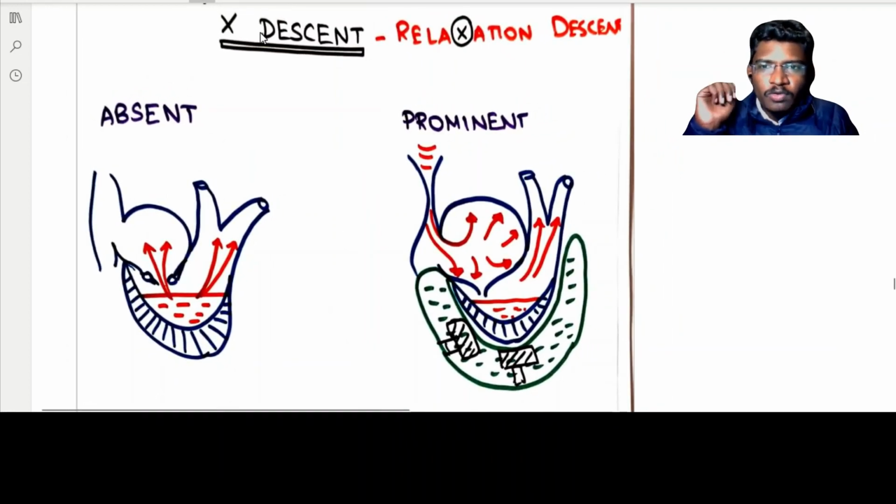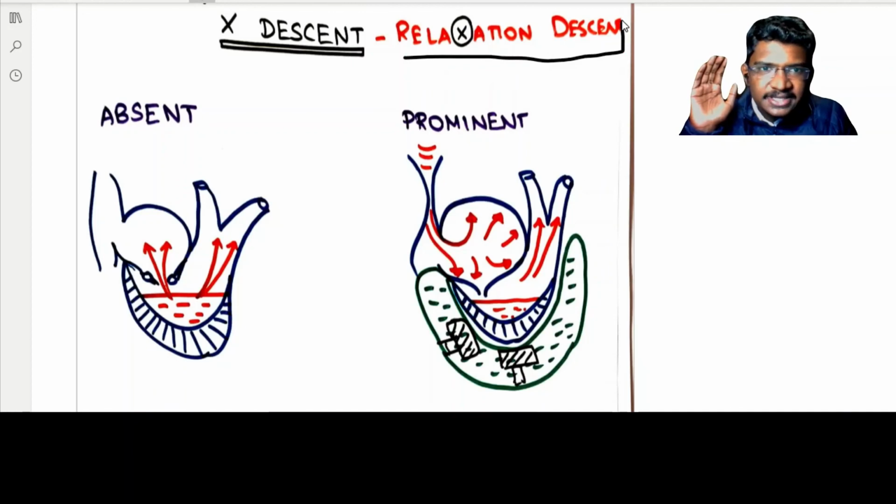Yeah. Now we will see the pathology with respect to extrinsic abnormalities. So how was the X descent produced initially? The X descent is a relaxation descent.